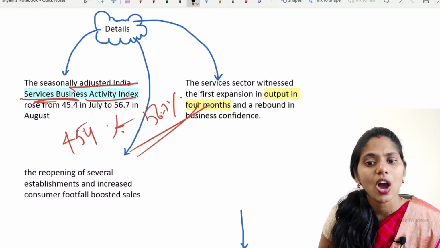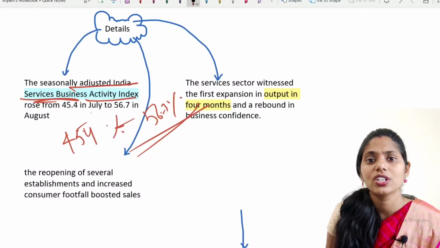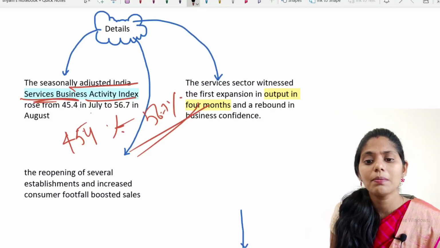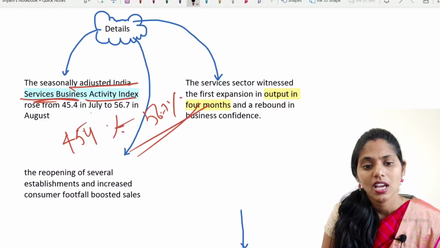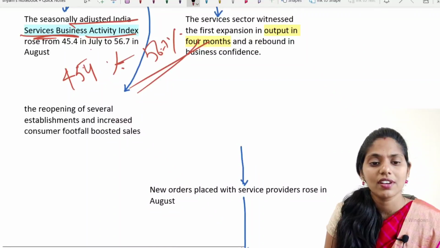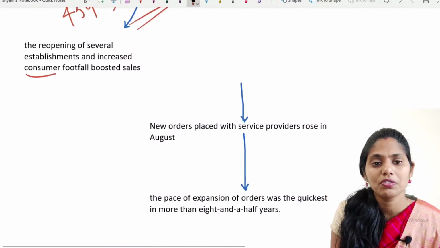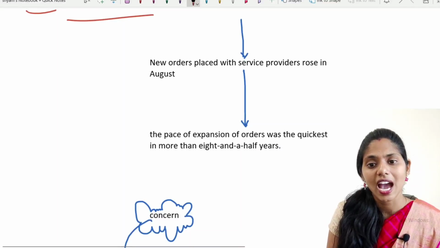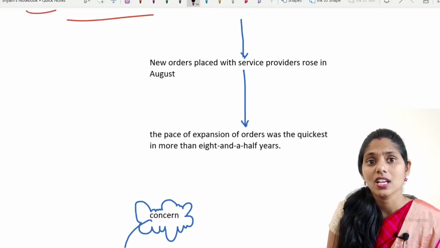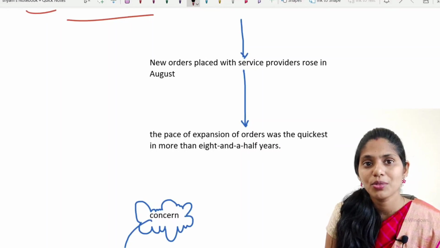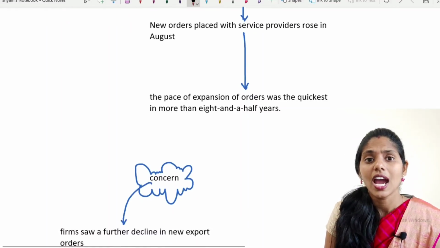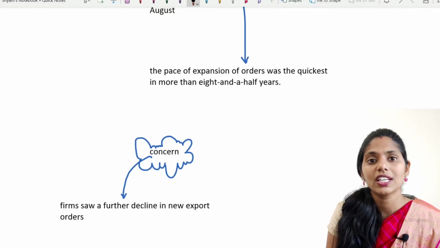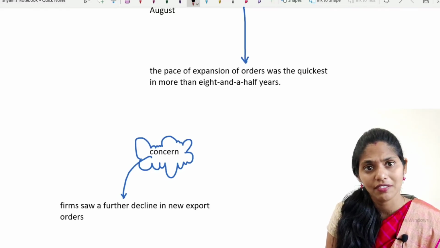So the service sector now witnessed the first expansion in output in 4 months, and a rebound in business confidence. This is due to the reopening of several establishments and increased consumer footfall boosting sales. We can also see new orders have been placed with service providers. Because of these new orders there is improvement in the service sector, and there is also an increased pace of expansion of orders. It was the quickest in more than 8.5 years.